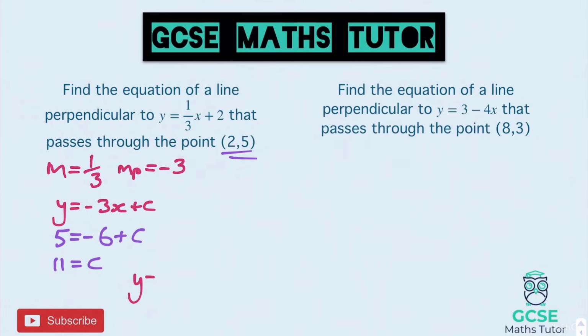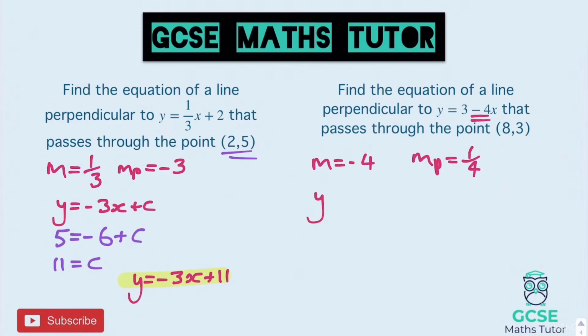y equals -3x plus 11, and there's the equation of our line for the first one. On to the second one. Our gradient for this one is -4, that -4 there in front of the x, so m equals -4. So our perpendicular gradient is going to be +1/4. There we go, so +1/4 is our gradient.